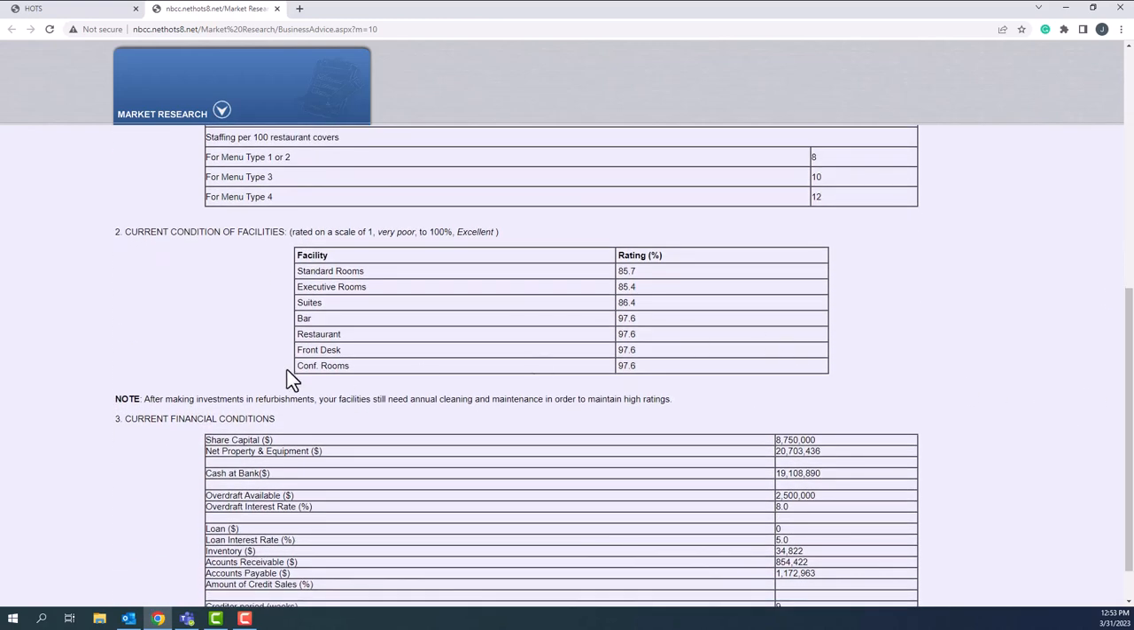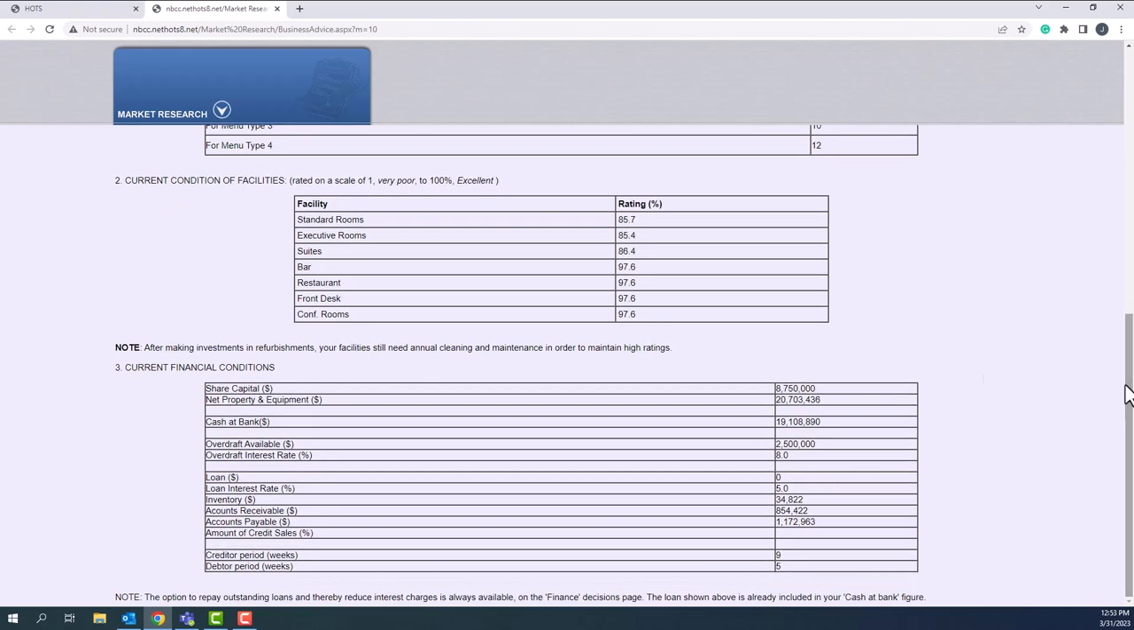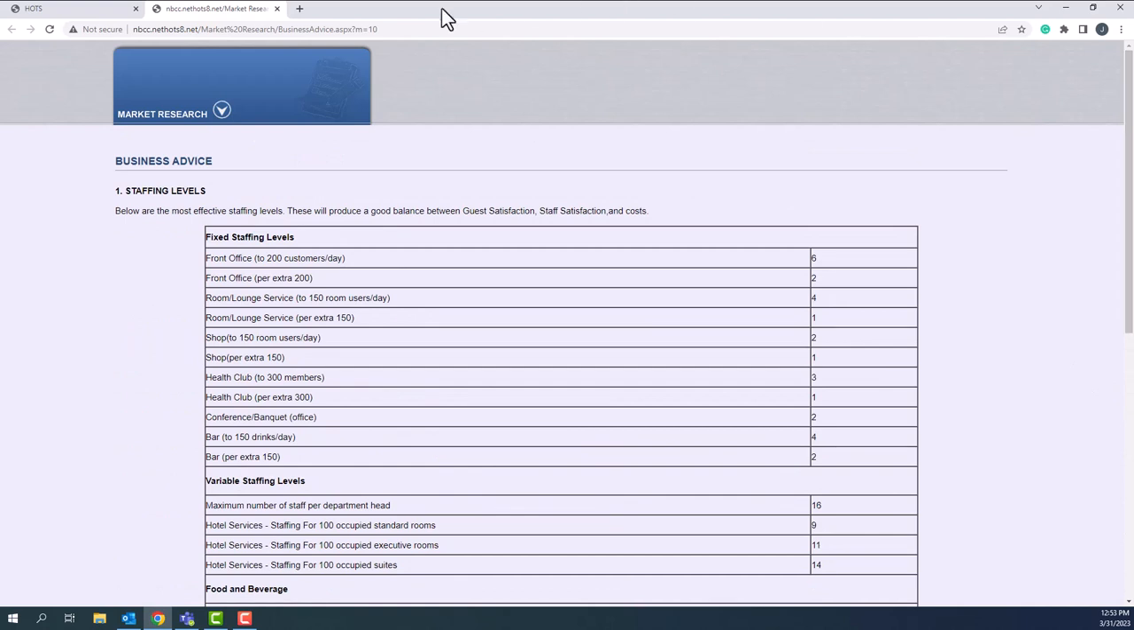There's a current condition of facilities ranging from very poor to excellent, and this gives a percentage rating. And it has some critical financial information like your net property and equipment, cash at bank, overdraft amount available, current loan interest rate. So a lot of information here that can help you, especially the staffing screen. Whatever it is when you start a simulation, that will remain the same throughout the simulation.